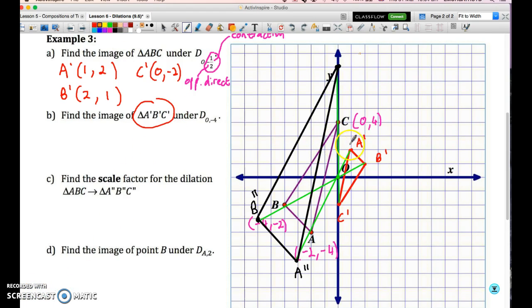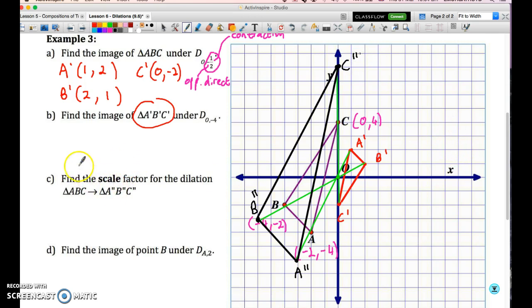Okay, so what you can see is I've now taken the image of ABC, I've measured the distance from A' to the center, and I've gone 4 times as far in the opposite direction. I've done the same for B' and the same for C', and I've ended up with triangle B'', A'', C''.